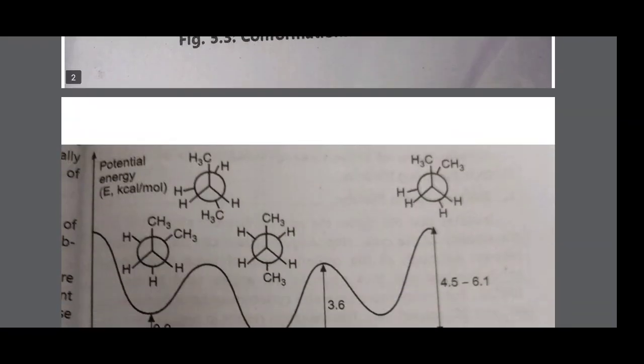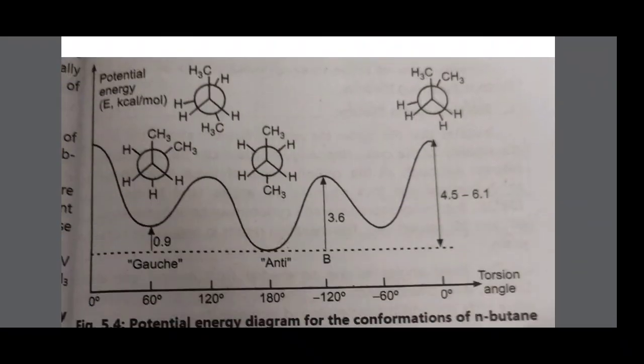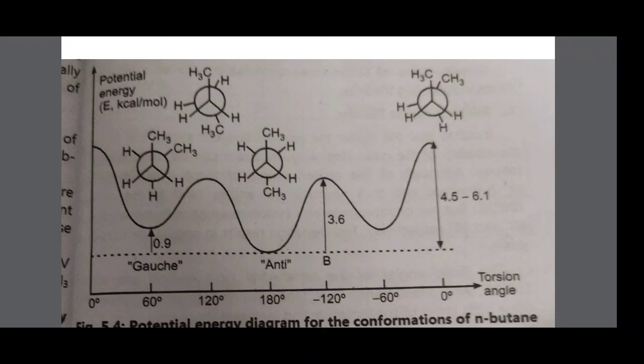I am showing here the potential energy diagram. This diagram represents energies of different conformations of normal butane. The diagram shows that in the fully eclipsed conformation, the two CH3 groups are at a closer distance, so they produce more steric strain and cause steric repulsion. Further, close proximity of many CH bonds leads to electronic repulsion, producing torsional strain.